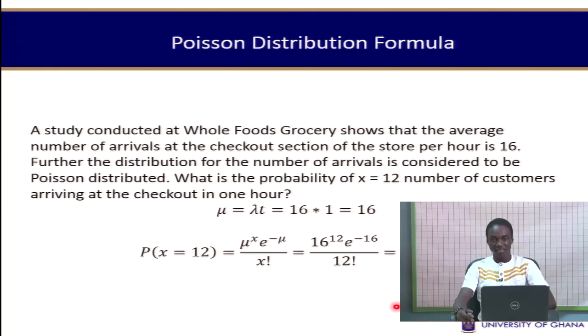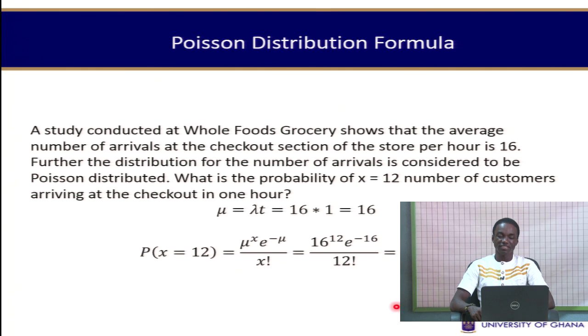Let's take an example for the Poisson distribution. A study conducted at a Whole Foods grocery shows that the average number of arrivals at the checkout section of the store per hour is 16. Further, the number of arrivals is considered to be Poisson distributed. What's the probability of 12 customers arriving at the checkout in 1 hour?